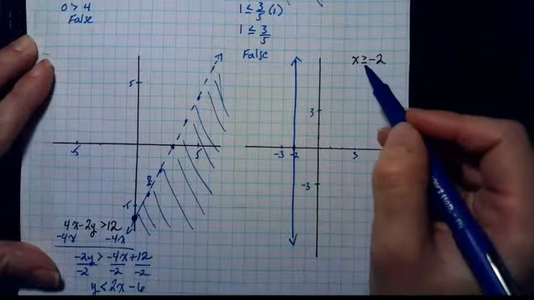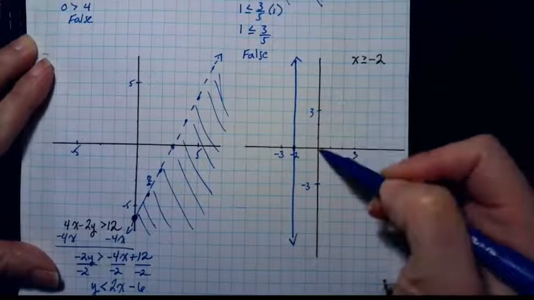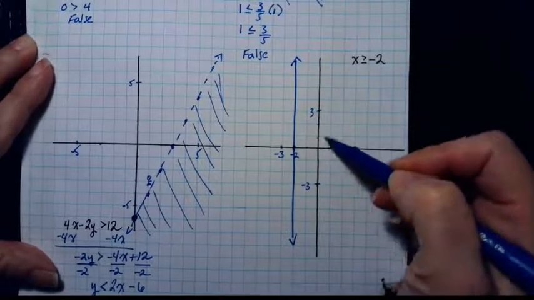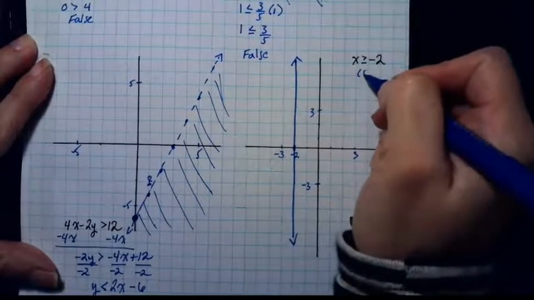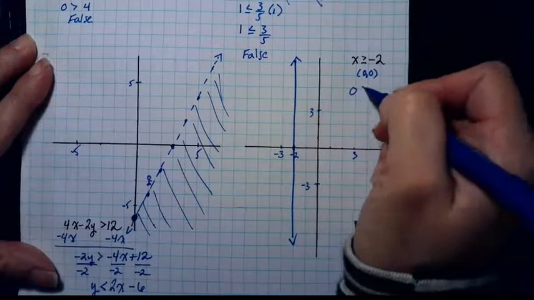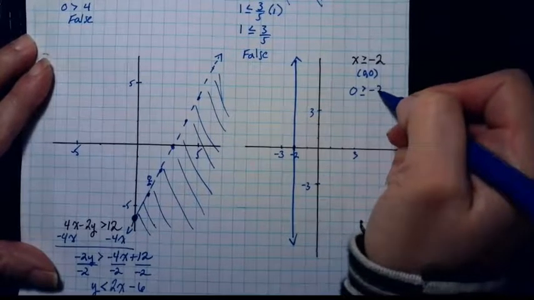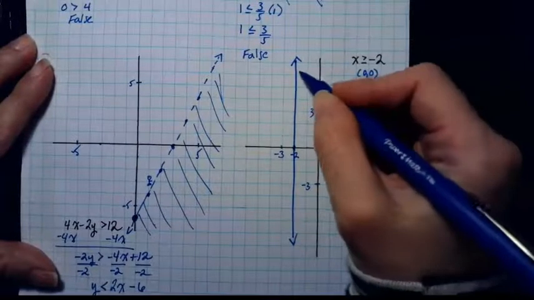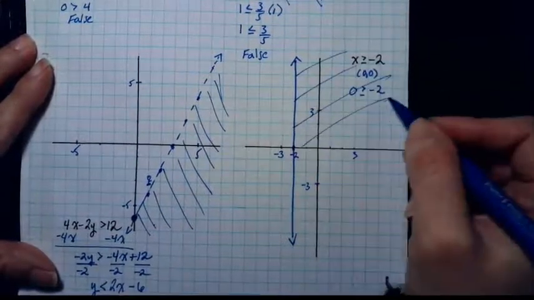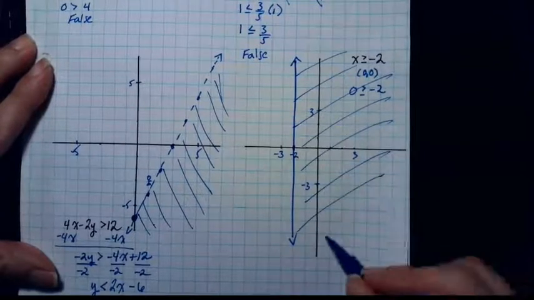And here, when I'm thinking about shading, I could use a test point, so I could use 0, 0. I'm only plugging in the 0 for x, though. So let's say I test 0, 0. I only have an x to plug in. So it gives me 0 is greater than or equal to -2, which is true. So I am shading the side that has that test point, which is this side.